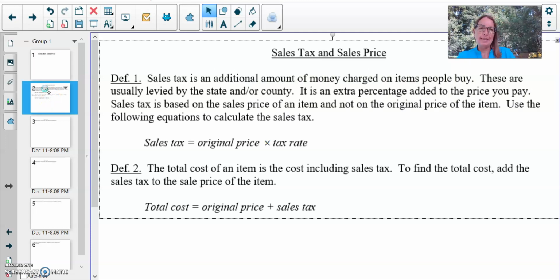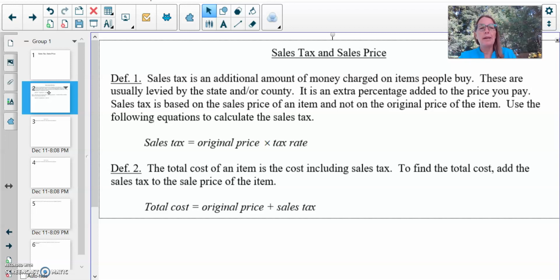So, sales tax, a definition. Sales tax is the additional amount of money charged on items people buy. These are usually levied by a state and or county. It is an extra percentage added to the price you pay. Sales tax is based on the sales price of an item and not the original price of the item.